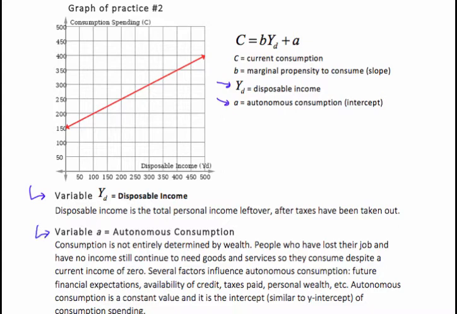So the variable A, autonomous consumption. Consumption is not entirely determined by wealth or how much money somebody has. People who have lost their job and have no income still continue to need goods and services, so they consume despite a current income of zero. Several factors influence autonomous consumption: future financial expectations, availability of credit, taxes they have to pay, personal wealth, etc. But autonomous consumption is a constant value, and it is the intercept, very similar to our y-intercept, of consumption spending.